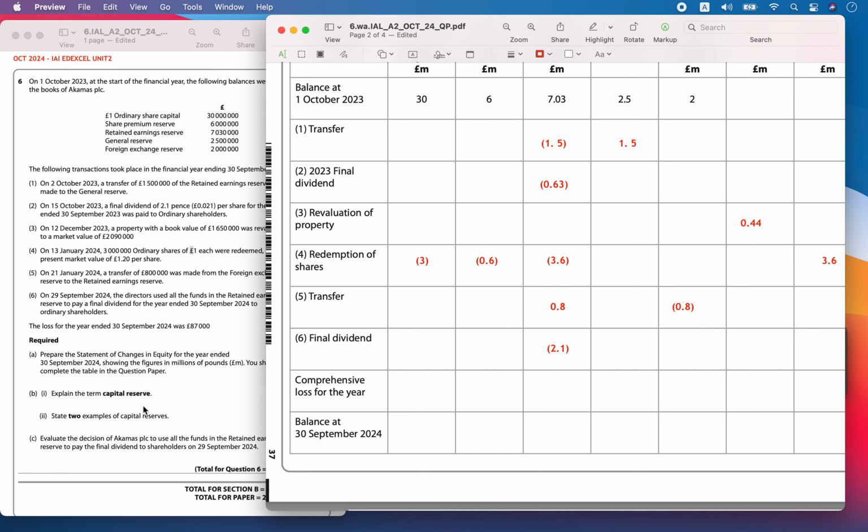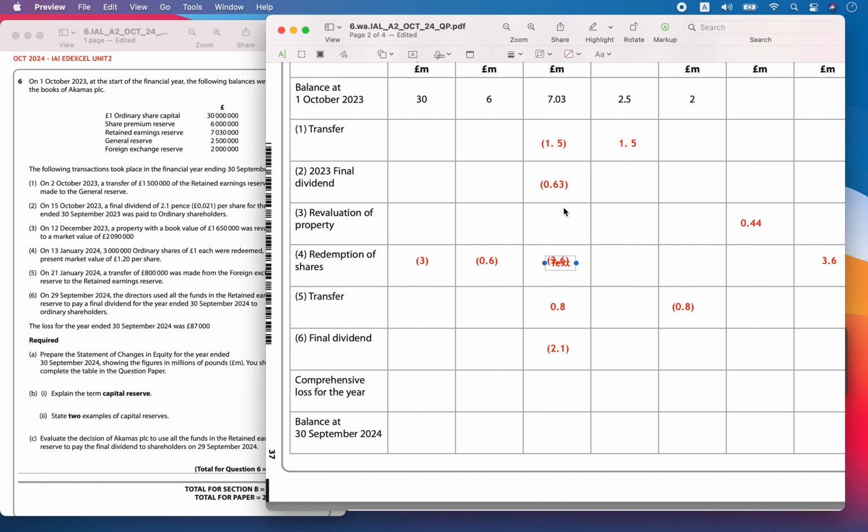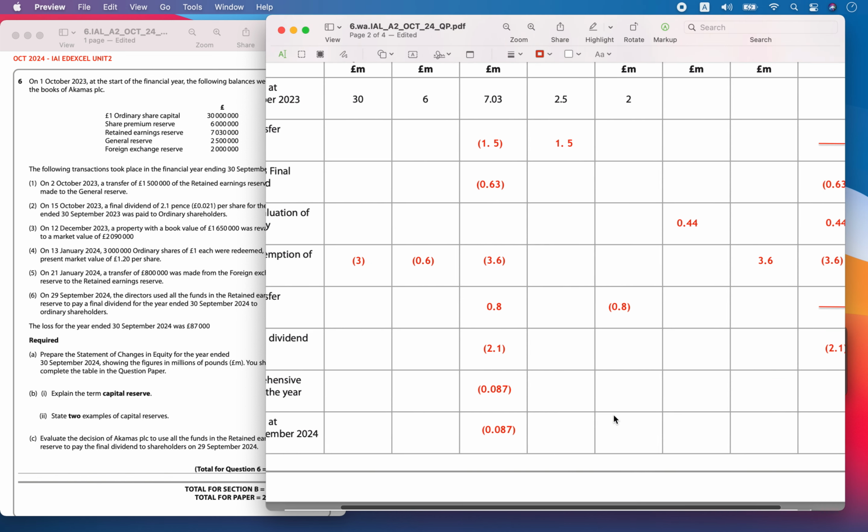And then finally you have the comprehensive loss for the year. They have mentioned it is 0.087 million. So let's write it here. There was a loss, they had a loss at the end, 0.087 million loss. So this is what will be left with the retained earnings.